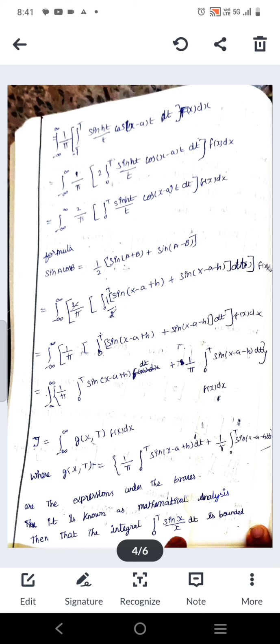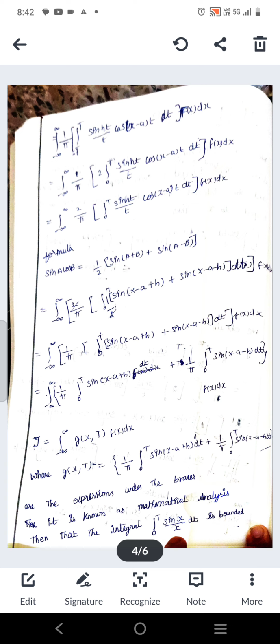And we have the formula, right? sin a cos b is equal to 1 by 2 [sin(a plus b) plus sin(a minus b)], so we get this term. And the limits minus t to plus t we have changed to 0 to t, times 2. And next step, we get the 1 by 2 outside, and we have the formula, right?